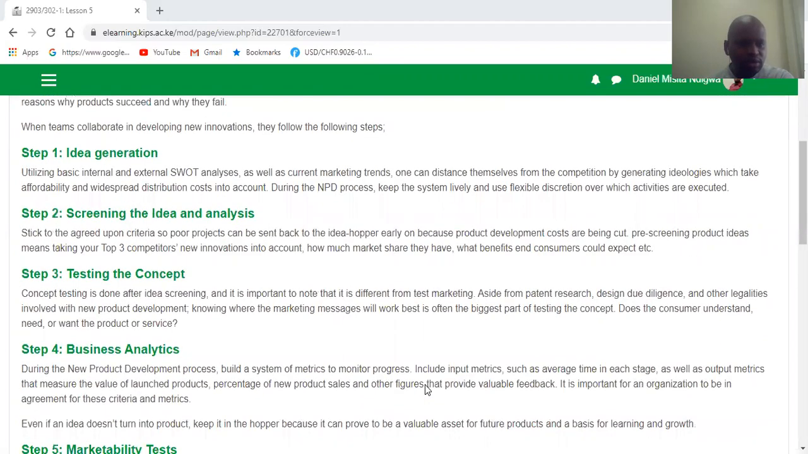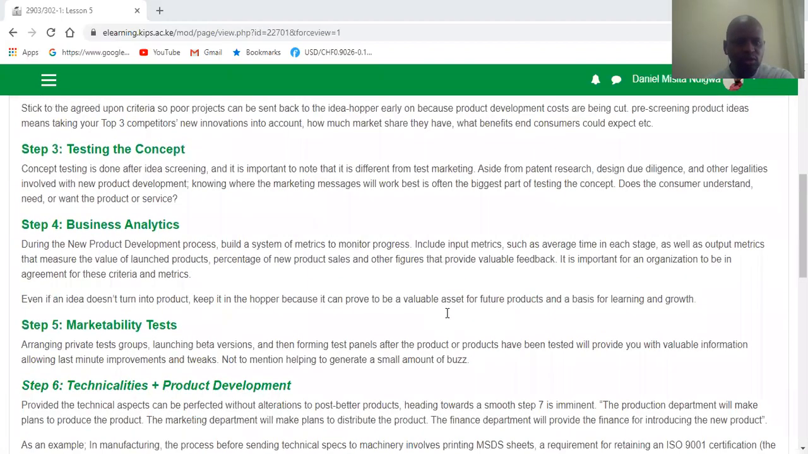The other important step is testing the concept. Concept testing is done after idea screening, and it is important to note that it is different from test marketing. So in this step, you're able to test the concept and see if the concept is going to work to your advantage. The other one you must do is called business analysis. You must do a business analysis of your idea.